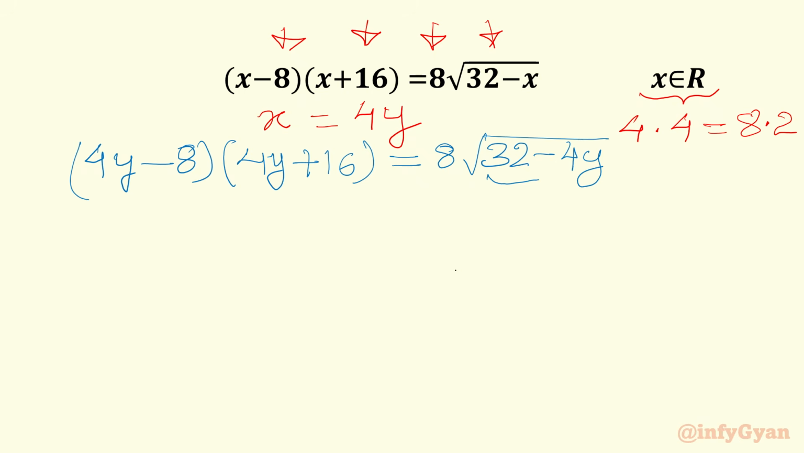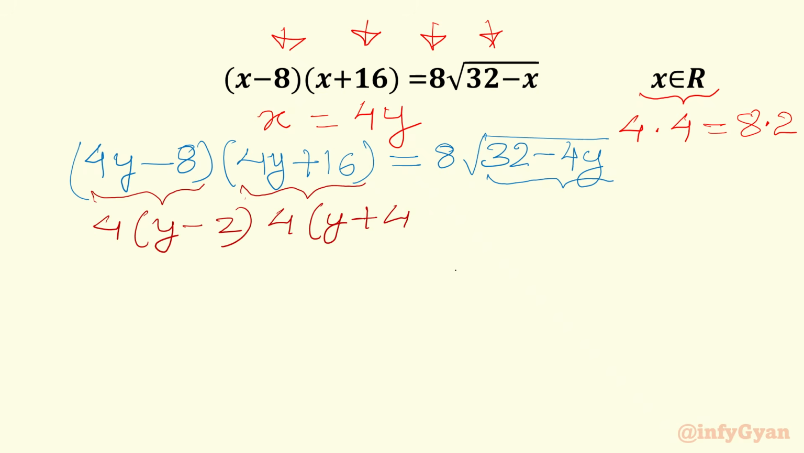Now we'll take 4 common from these two. It will come out as 2. So we can write here, from this bracket we will have 4 common. So we will get 4 times y minus 2, 4 is common, y plus 4, and square root 4 is 2. So we'll write here 8 times 2 is square root 8 minus y.